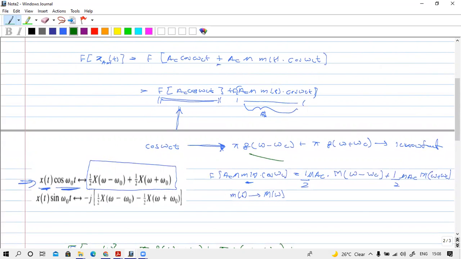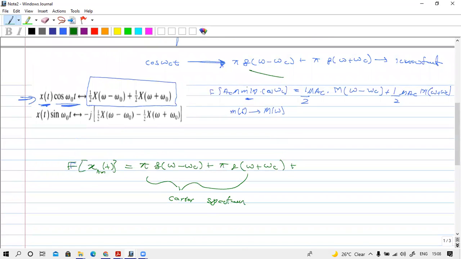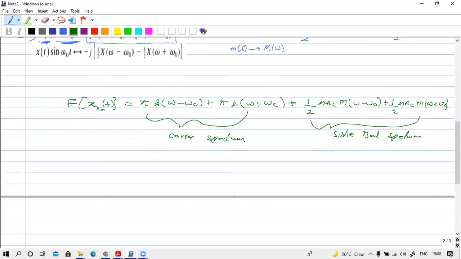Okay, and here we have the sideband. So we can say that this is the sideband spectrum, and we get half mu AC capital M omega minus omega C plus half mu AC capital M omega plus omega C. So this is the sideband spectrum. This is the carrier spectrum. Okay, so we have two spectrums.